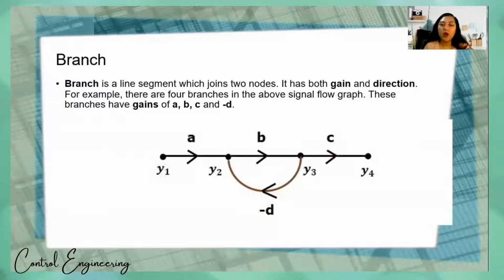So what is a branch? This is a line segment which joins two nodes. It has both gain and direction. For example, there are 4 branches in the signal flow graph below. These branches have gains of A, B, C, and negative B. So this is branch A, branch B, branch C, and this is branch D.